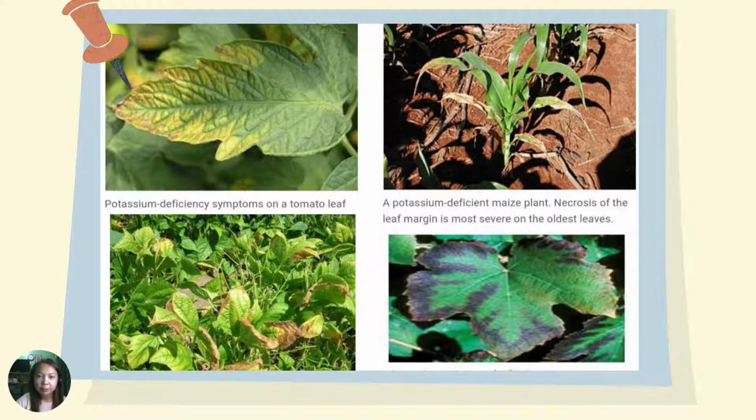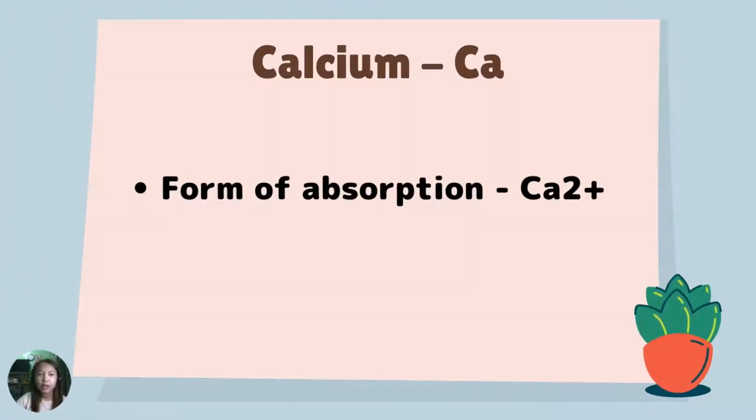And a potassium deficient maize plant, necrosis of the leaf margin is most severe on the oldest leaves. If you can notice on the leaf here, the margins of the leaf turn somewhat blackish yellow compared to its original color, which is green. Okay, another element, we have calcium. The form of absorption is through the calcium ion.